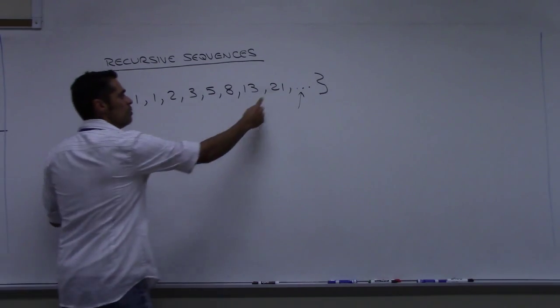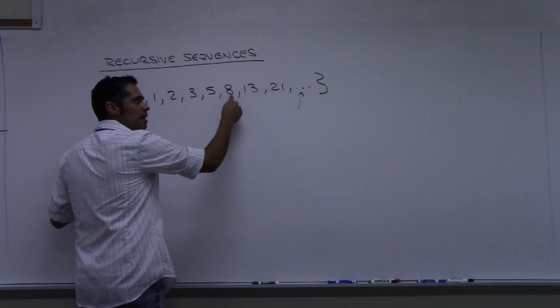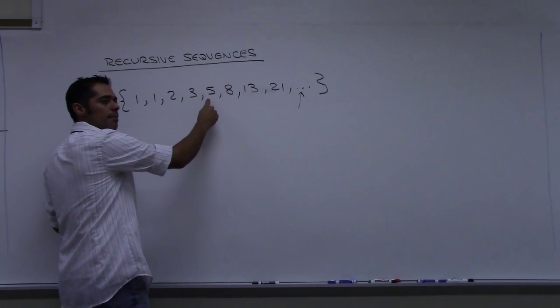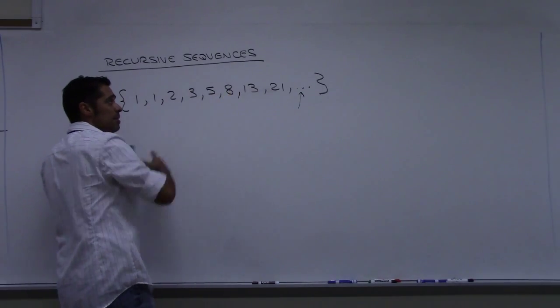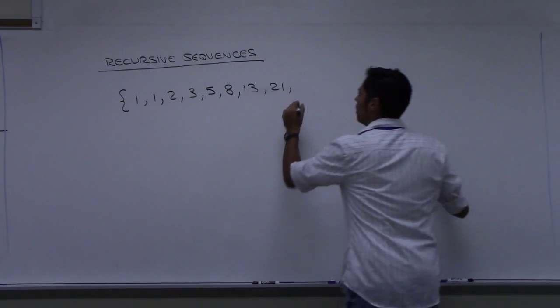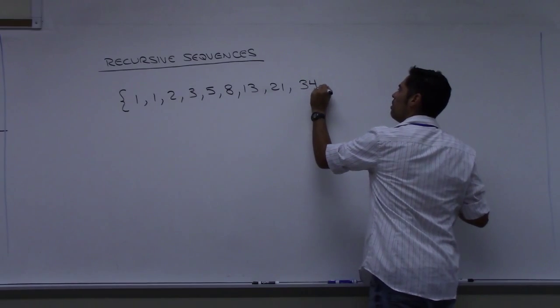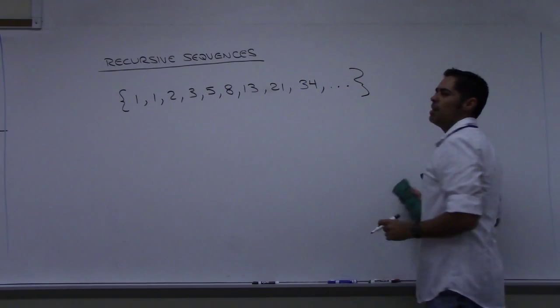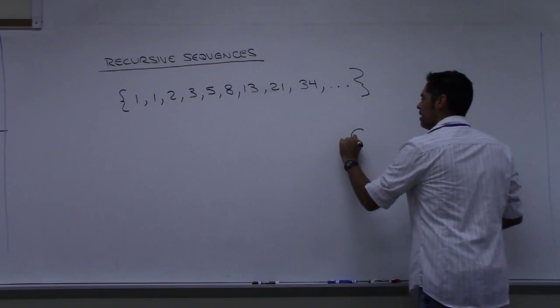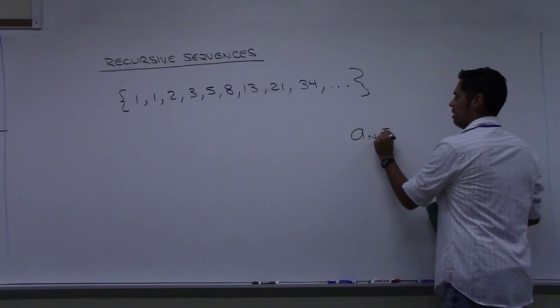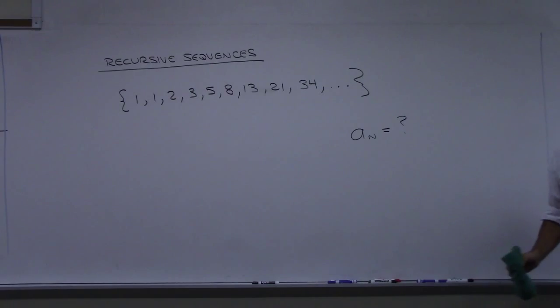Right? How did I get 21? I added 13 to 8. How did I get 13? I added 8 and 5. How did I get 8? 5 and 3. So the next number out there should be what? 34. That's the Fibonacci sequence. The thing about the Fibonacci sequence is there is not an easy formula for it.